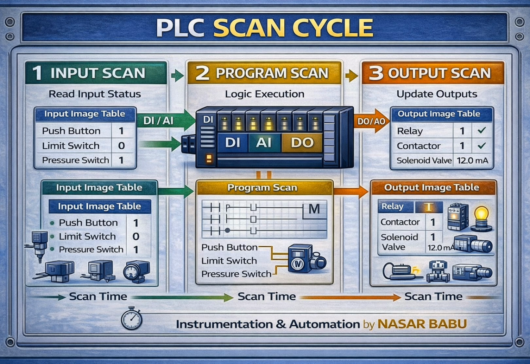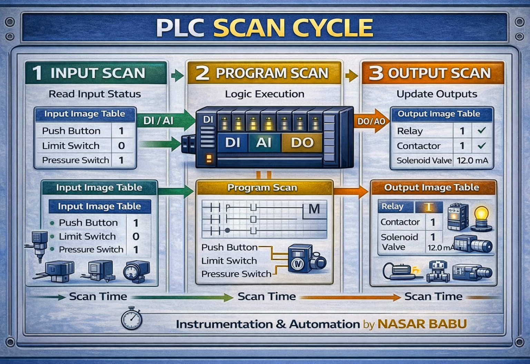A PLC does not work randomly. It works in a continuous loop called the scan cycle. This cycle repeats again and again as long as the PLC is in run mode. Each scan cycle has three main steps: input scan, program scan, and output scan.